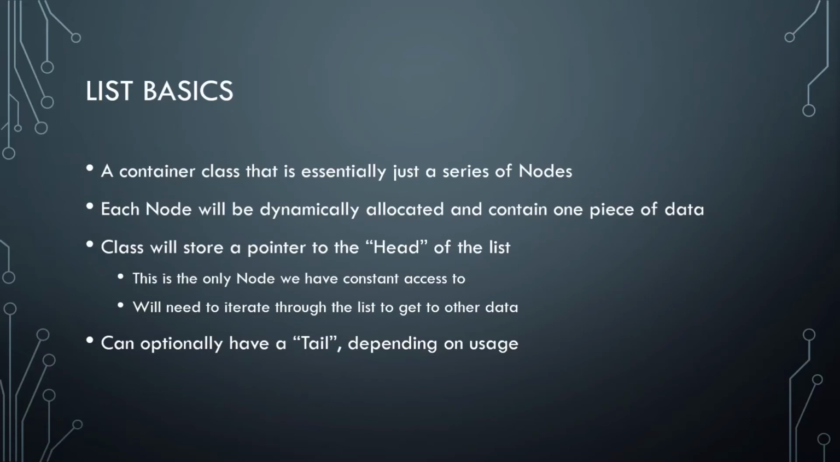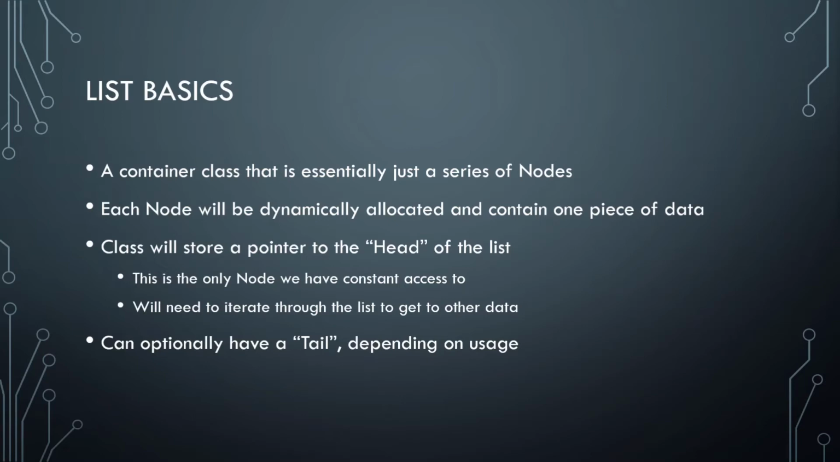Now let's look at some of the basics that make a linked list work. Essentially, the linked list is a container class, meaning that its primary purpose is just to store data and have the user of that class be able to access that data at some point. Each node that we have is going to be dynamically allocated and contain a single piece of data, whatever we're storing, whether that be ints, users, movies, etc., accounts.